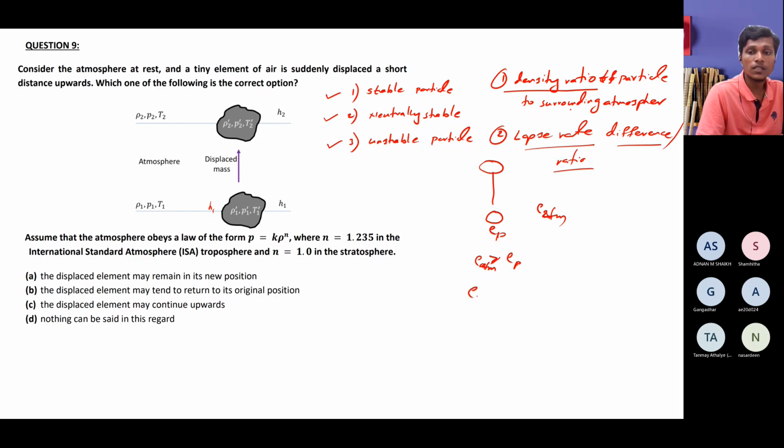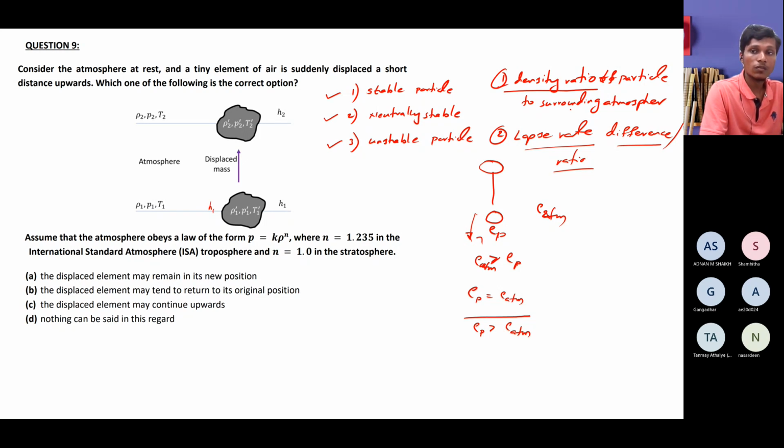Or if the particle density is the same as the atmosphere density, then the particle stays there. That is neutrally stable. If the particle density is higher than the atmosphere, then the particle will tend to move to the downside in the atmosphere. This is the first thing you can conclude about whether the particle is stable or not.